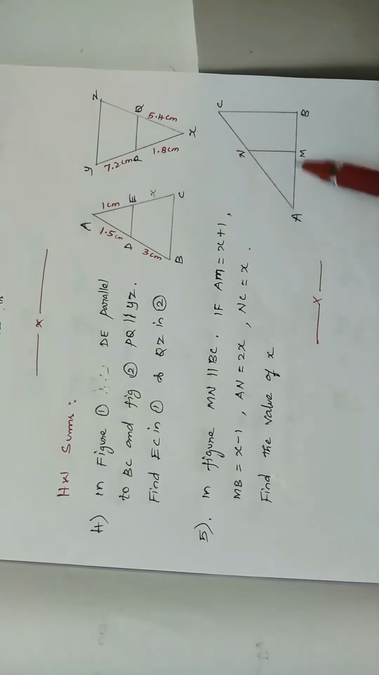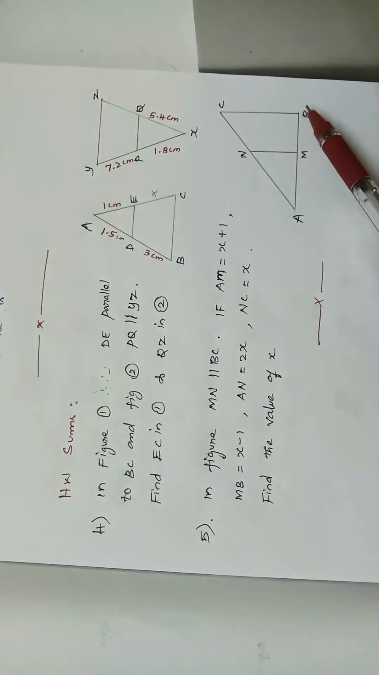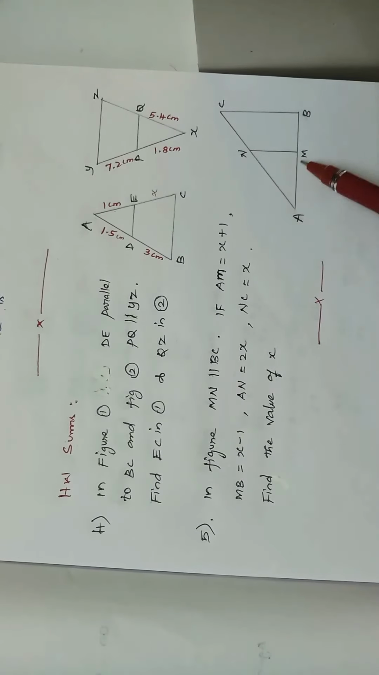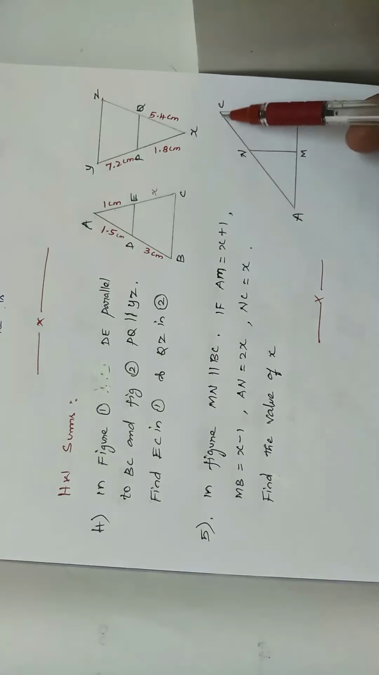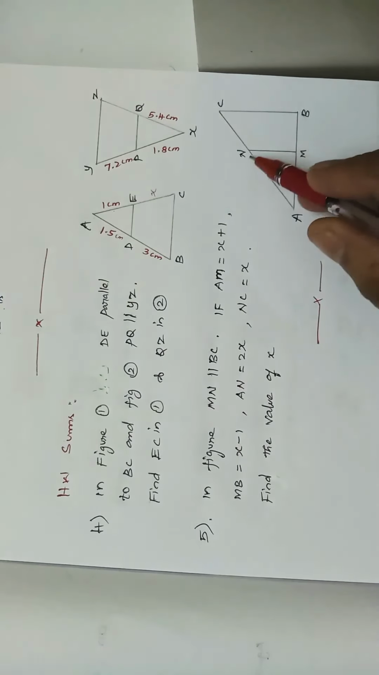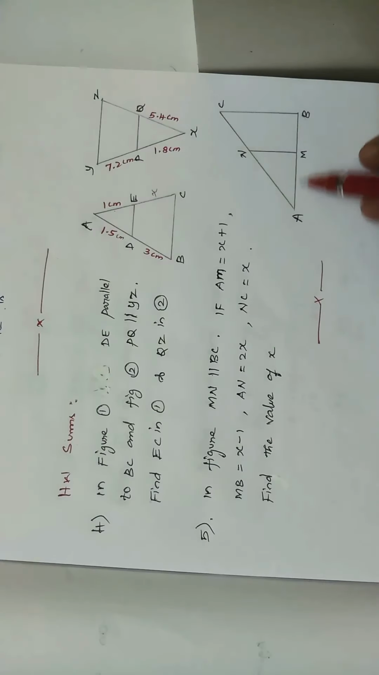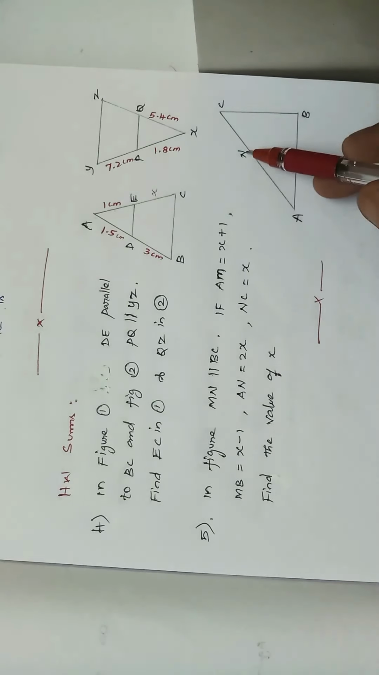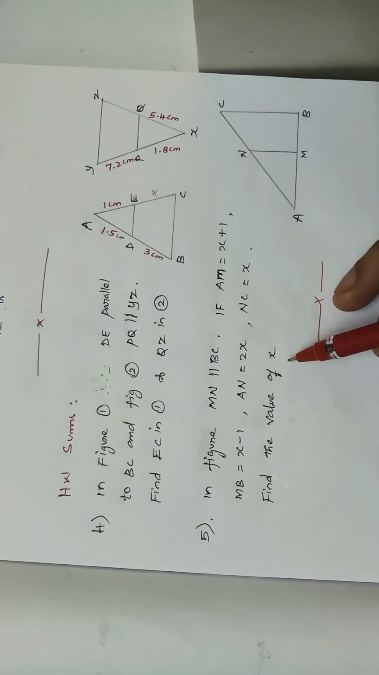Sum number 5. In the given figure, MN is parallel to BC. If AM is x plus 1, MB is x minus 1, AN is 2x, and NC is x, find the value of x. So here also, what is given? MN is parallel to BC in triangle ABC. Then by BPT, AM by MB is equal to AN by NC. Substitute the values, do the cross multiply and simplify. You will get the value of x.